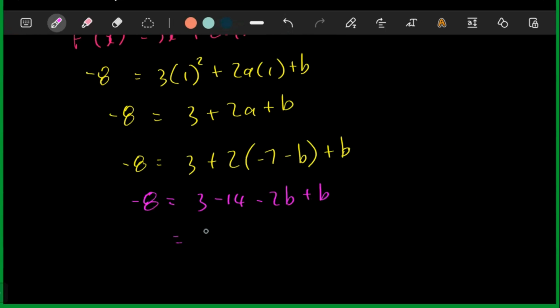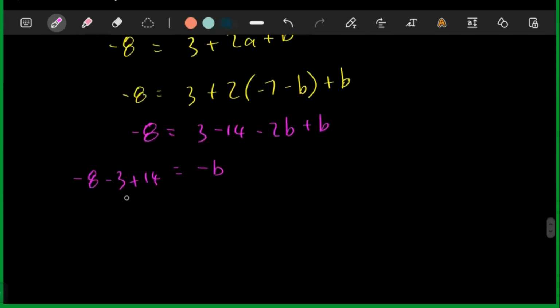So let's see now. Negative 8, negative 3 plus 14. This is like what? I'm using mental math here. It's negative 11 here plus 14, equal to negative b. Divide both sides by negative 1 and you're going to have b as negative 3.